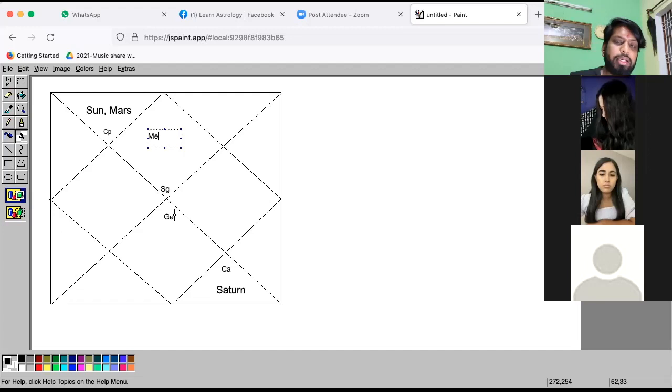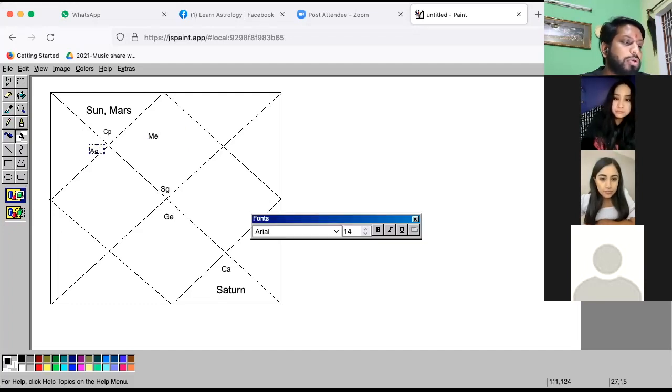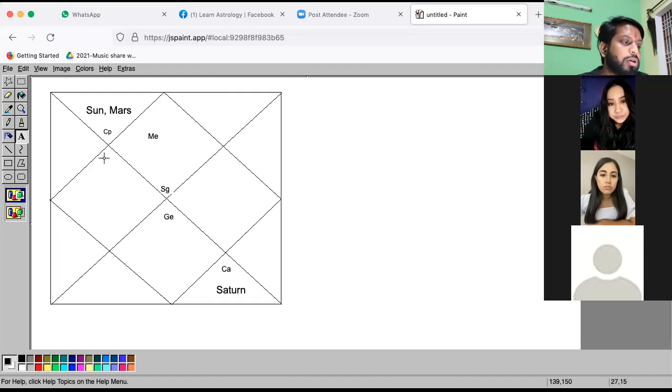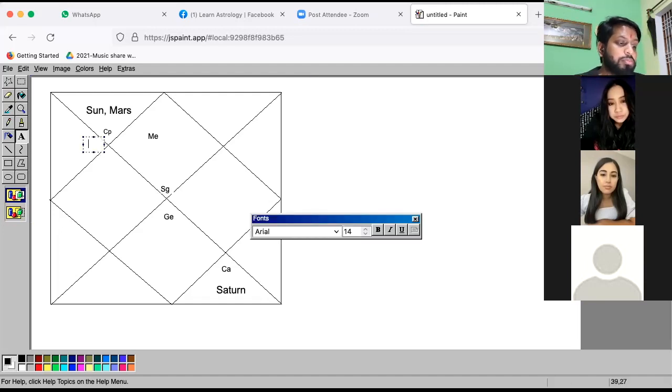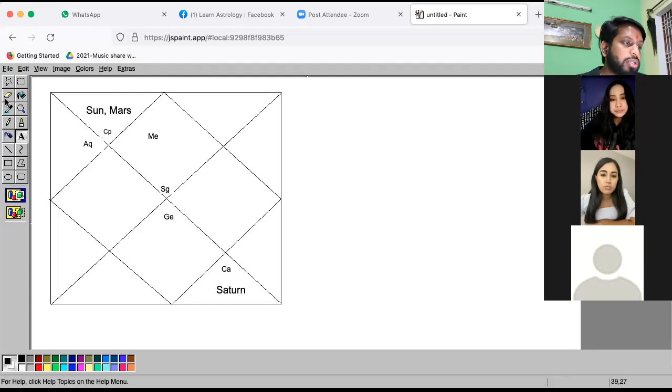Or something related to traveling, or he is in the midway. He is not even at his office, and he is not at his home. He is somewhere else, or he is traveling. You can say that. Now just suppose this house comes to the Aquarius sign, and Mercury is sitting here in Aquarius. Aquarius is a fixed sign, correct?